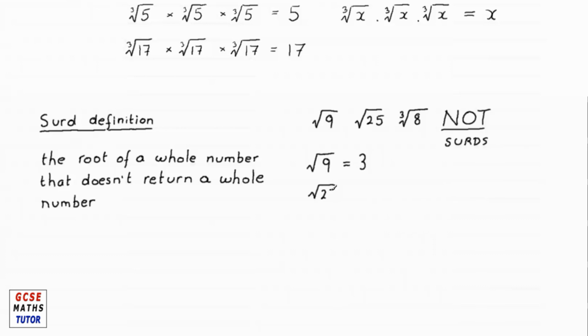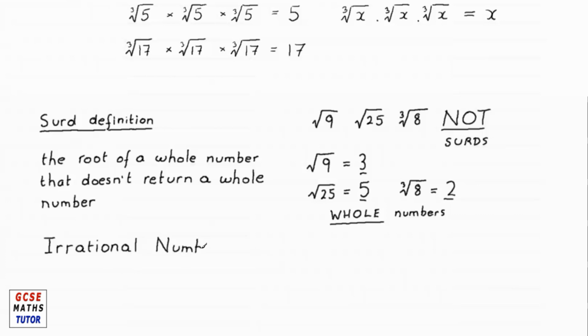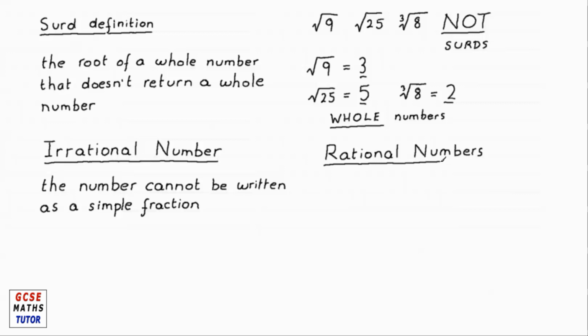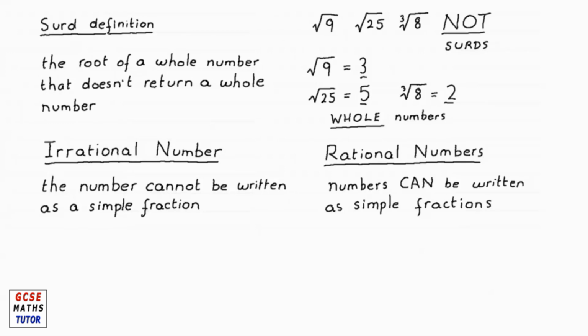The square root of 9 equals 3, the square root of 25 equals 5, and the cube root of 8 is 2. Now a surd is what is called an irrational number. Simply put, the number cannot be written as a simple fraction, but any rational number can be written this way. Look at these examples. 18 equals 18 divided by 1, 1.2 equals 6 divided by 5, 3.7 equals 37 divided by 10, 9.2 equals 46 divided by 5.